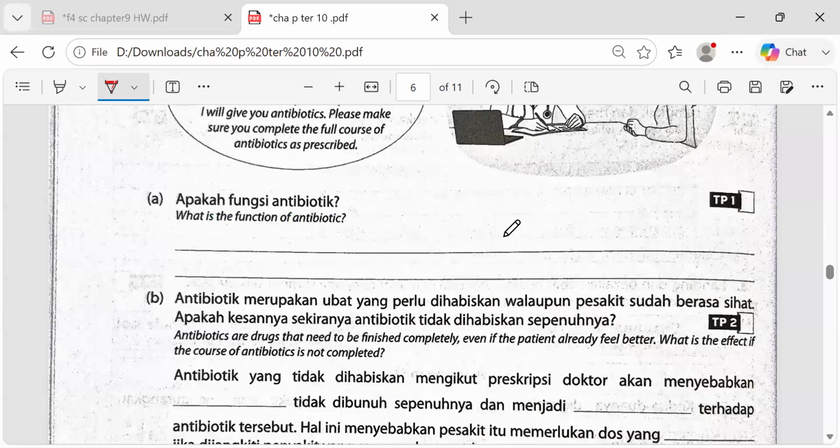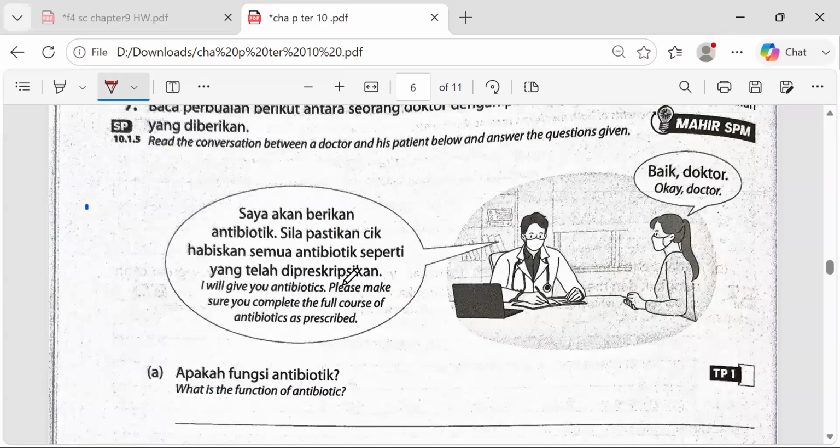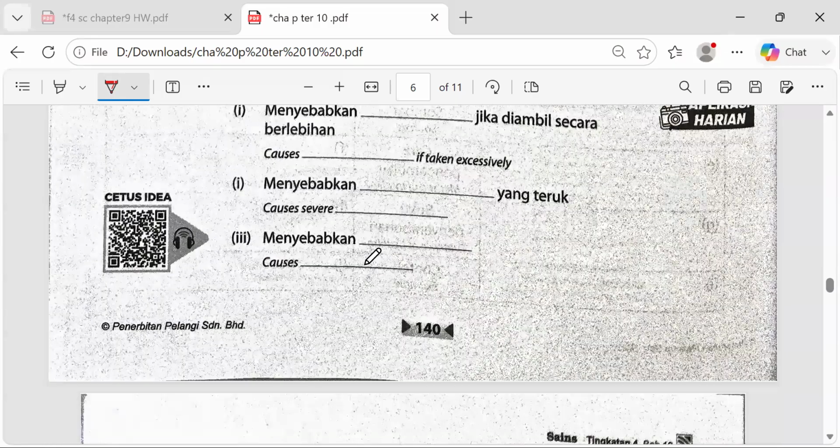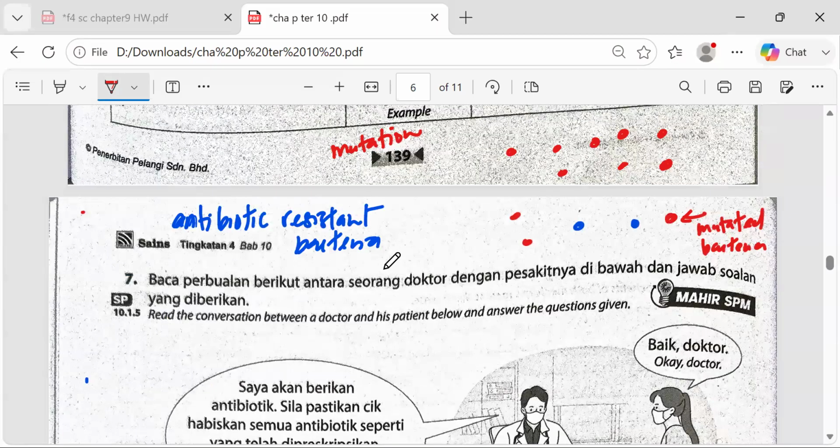Okay, can you understand? All right. So can you try and do this part, this question? This is about how antibiotic resistance develops, how bacteria become antibiotic resistant.